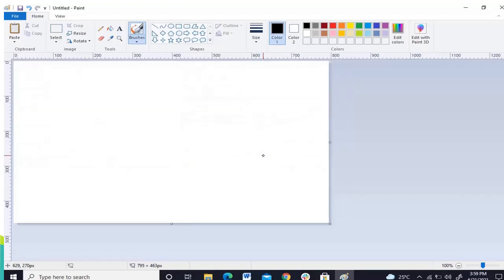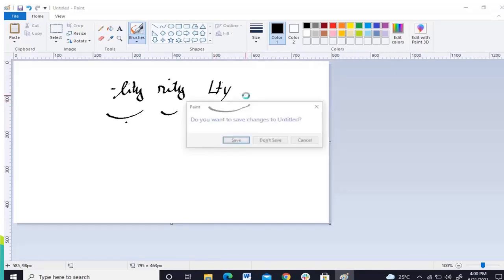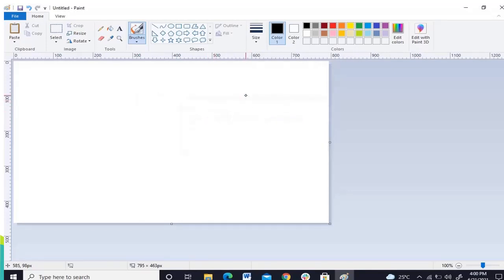So we have the "liti", "riti", and "lty". First, "liti" is represented by a disjoint L. "Riti" is represented by a disjoint R. "LT" is the same as this one, represented by the disjoint L. Okay, so to make it clearer, let's copy our words.